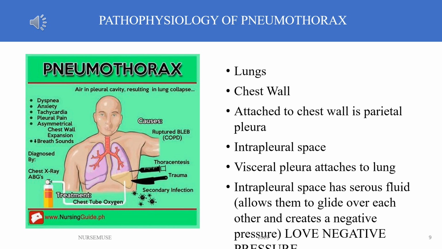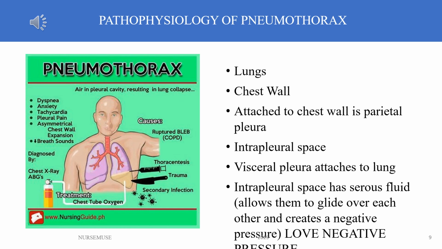What is the pathophysiology of a pneumothorax? Well, we have the lungs, we know where the lungs are, and we have our chest wall. Attached to the chest wall is the parietal pleura that we just talked about on the last slide. So there's an intrapleural space, and the visceral pleura attaches to the lung. You can go back and look at the last slide if you need a refresher.